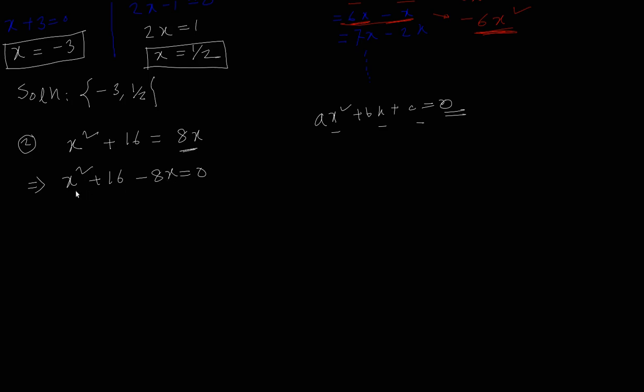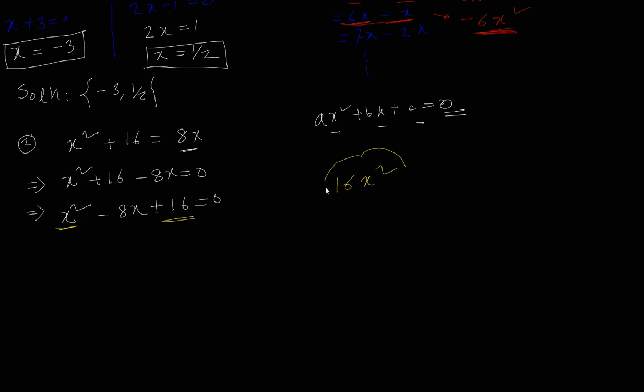Now this equation is still not organized in a proper manner, so I'm going to write it this way: first x square, then the x term, and then the constant, equal to 0. So now my quadratic equation is in proper format. Now we are going to apply factoring. As I said before, for factoring we multiply the first and the last term.